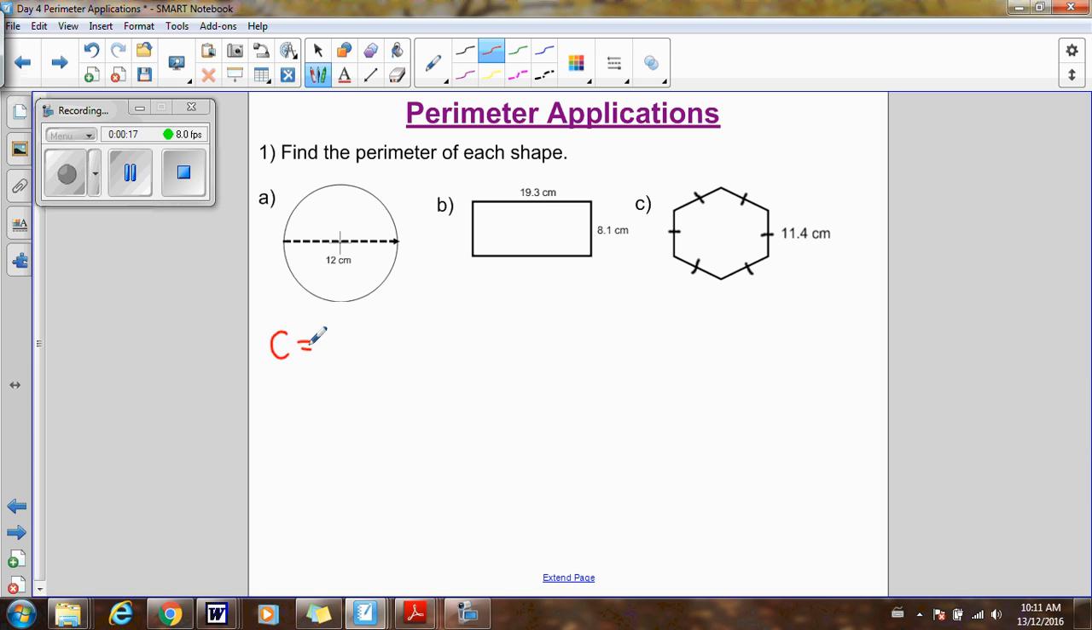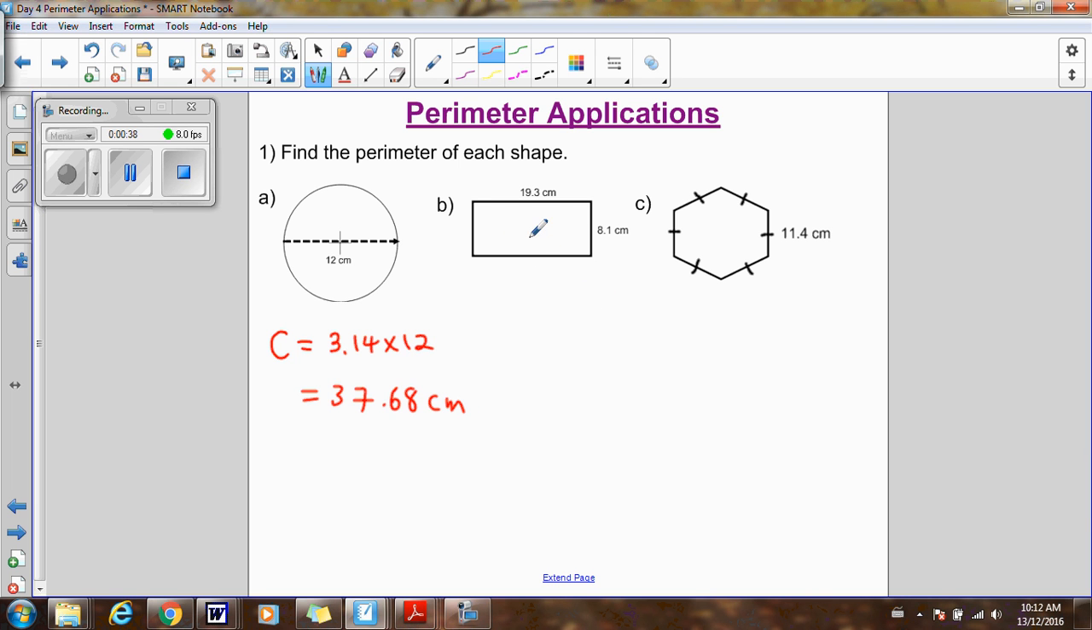So the first one here, we have a circle, and remember the formula to calculate the circumference of the circle is pi times d, which is 3.14 multiplied by the diameter, which in this case is 12. So if you do that, you're going to get the answer 37.68 centimeters.